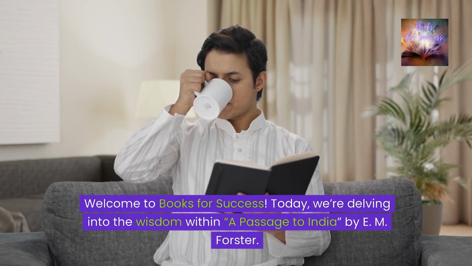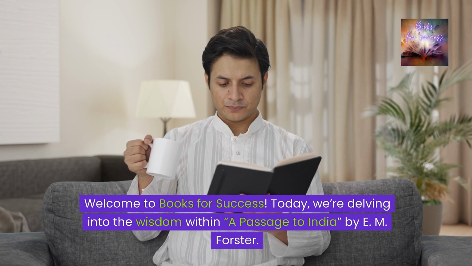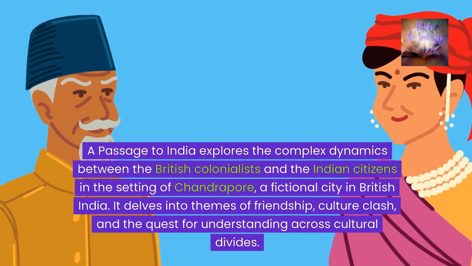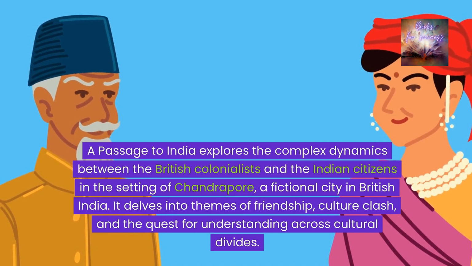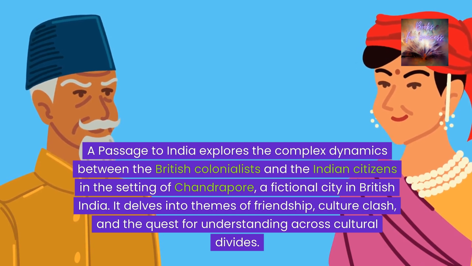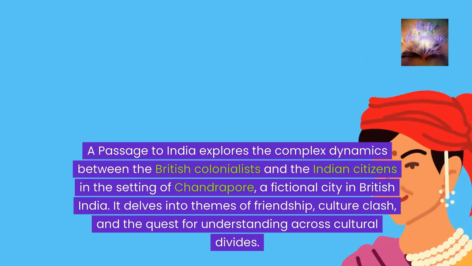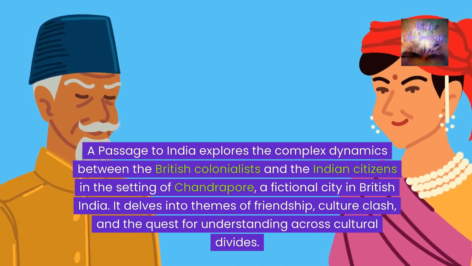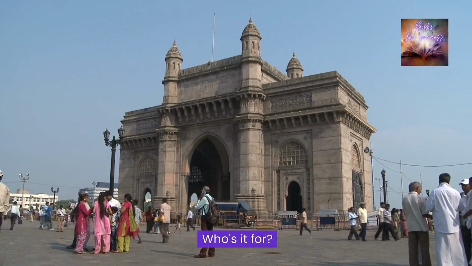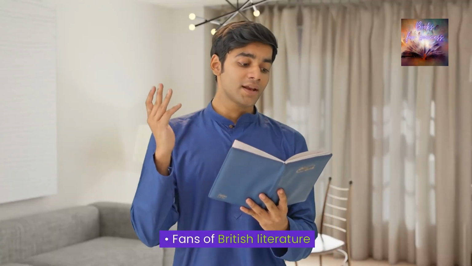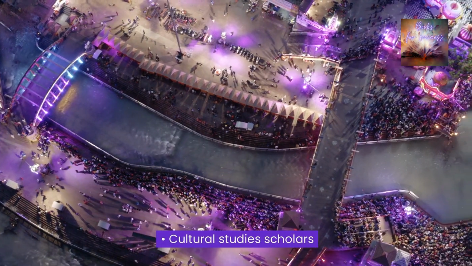Today, we're delving into the wisdom within A Passage to India by E.M. Forster. A Passage to India explores the complex dynamics between the British colonialists and the Indian citizens in the setting of Chandrapur, a fictional city in British India. It delves into themes of friendship, culture clash, and the quest for understanding across cultural divides. Who's it for? History enthusiasts, fans of British literature, cultural studies scholars.